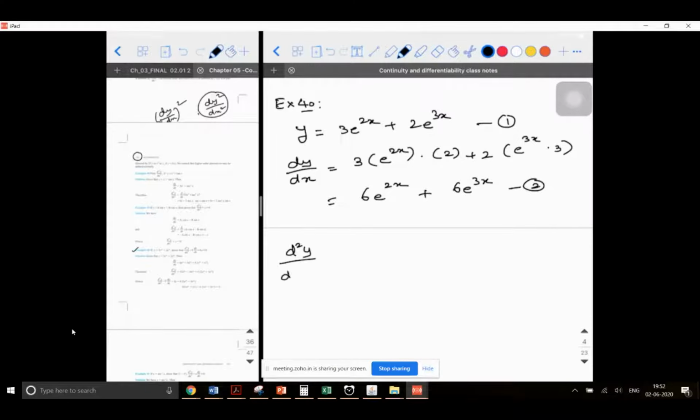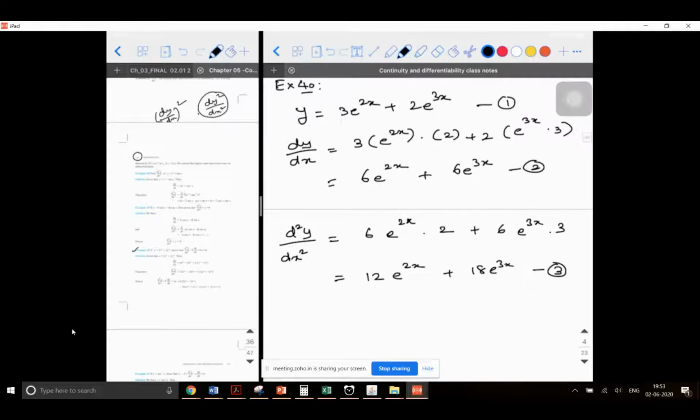Then the third equation will be d square y by dx square. This is going to be 6 into the derivative of e power 2x, which is e power 2x into the derivative of 2x, which is 2, plus 6 into e power 3x into 3. So this will be 12 into e power 2x plus 18 into e power 3x. Let this be 3. So what is to be proven?